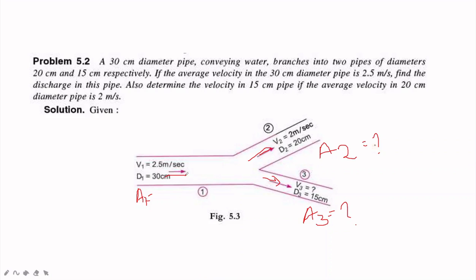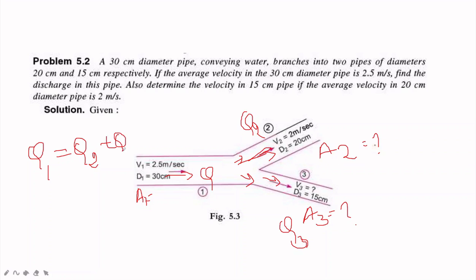So the volume of liquid flowing, if Q is flowing here, some part of Q will go here and some part of Q will go here, right? So the part of liquid going to section 2 I'll take as Q2. The part of fluid going to section 3 I'll take as Q3. Correct? From the law of conservation of mass, this Q in section 1 is equal to what? Q2 plus Q3. Correct? Q1 is equal to Q2 plus Q3.